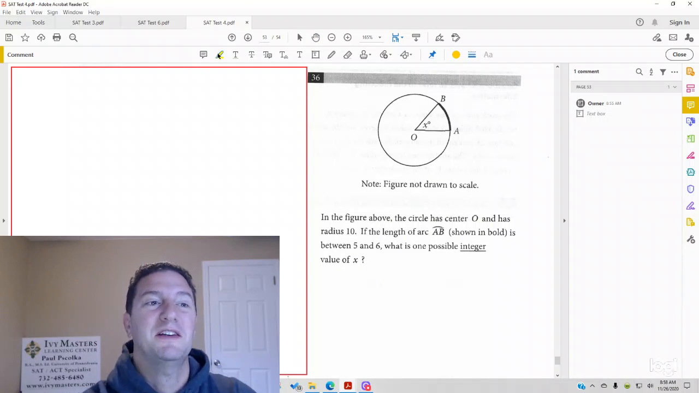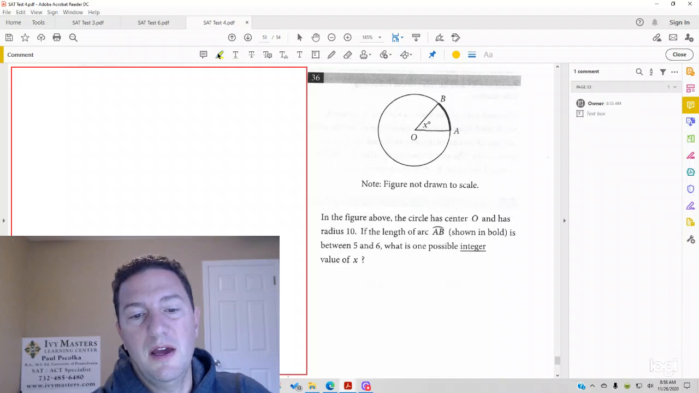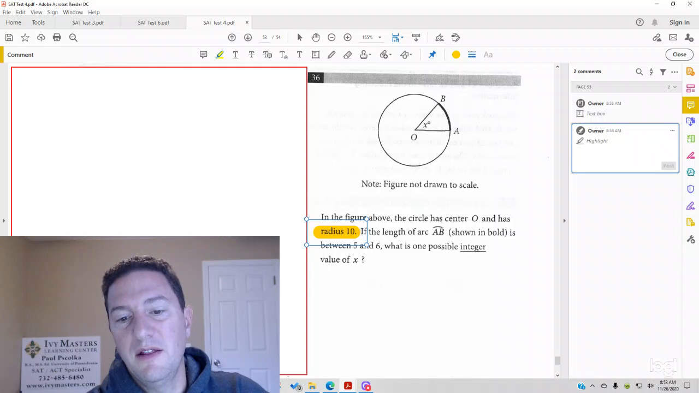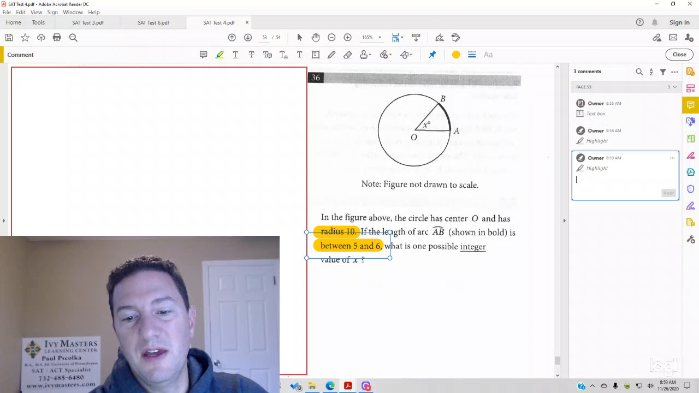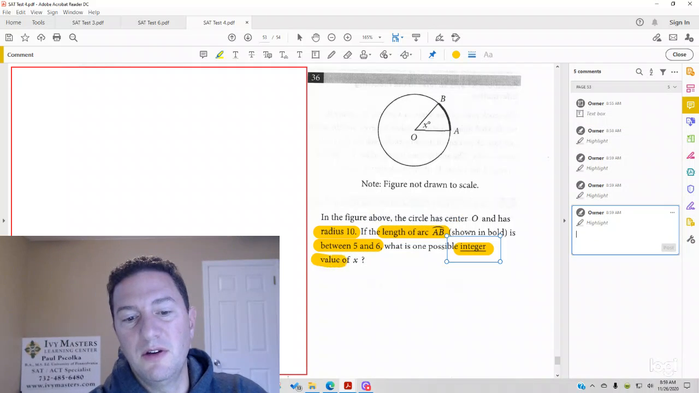And today we're going to look at Test 4, Section 4, number 36, which reads, in the figure above, circle O has radius 10, and the length of arc AB, shown in bold, is between 5 and 6. What is one possible integer value of x?